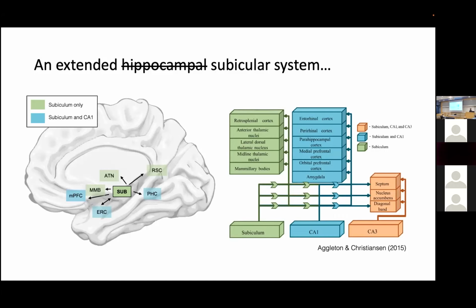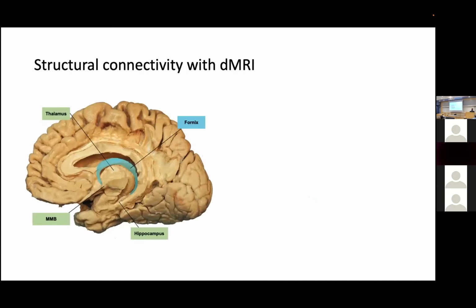Whereas outputs to medial prefrontal cortex and parahippocampal cortex still emerge predominantly from the subiculum, they share outputs with the CA1. So how can we actually start to look at these different circuits? One way of doing this is not to look at the properties of the individual brain regions, but to zoom in on the white matter itself.